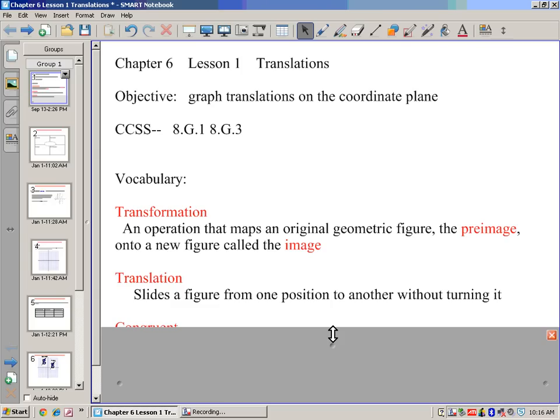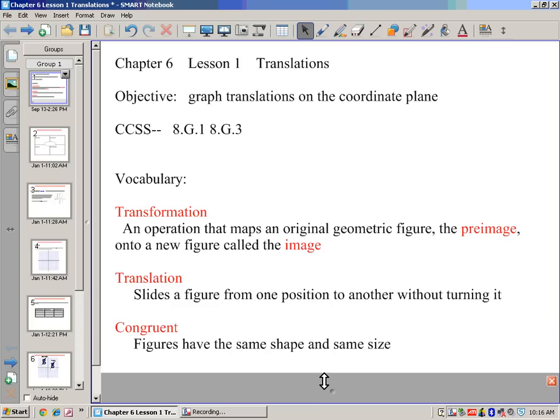Next word, translation. Translation slides a figure from one position to another without turning it. You might want to reference that we're going to probably call translation also slide. A slide is a translation. Once again, you can always pause the video to write down the definitions.